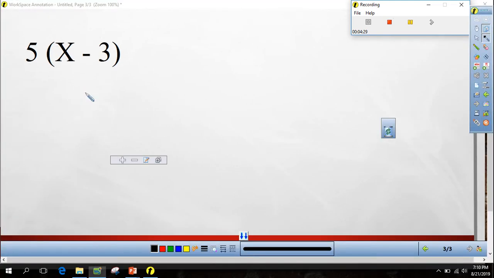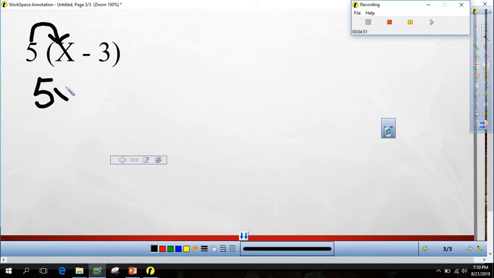I have 5 parentheses x minus 3. Order of operations tells me to do x minus 3 first, what's inside of parentheses. However, we talked about in combining like terms, I can't do that. So what I'm going to do is I'm going to get rid of these 2 parentheses by distributing the 5. I pass the 5 out to the x, making it 5x, and then I pass the 5 out to the minus 3. We're going to treat that like a negative. 5 times a negative 3 is negative 15. So that is now simplified with the distributive property.